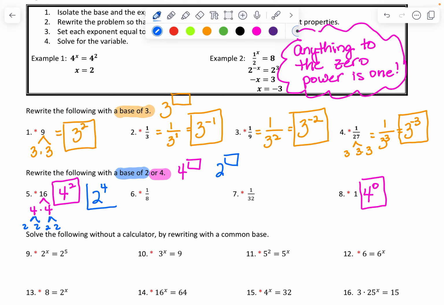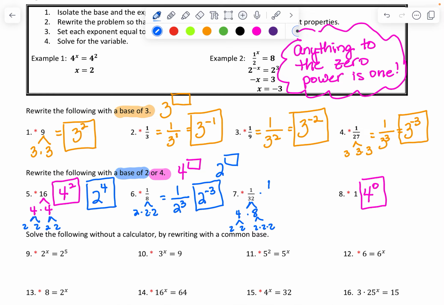All right, now your goal on all of these problems down here, first off, it says without a calculator, is to get the same base. So if you look at this number 9, they have the same base. They're both 2. So when they're the same base, you can mark off those bases, and what is left is either your problem or your answer. So my answer would be x equals 5.